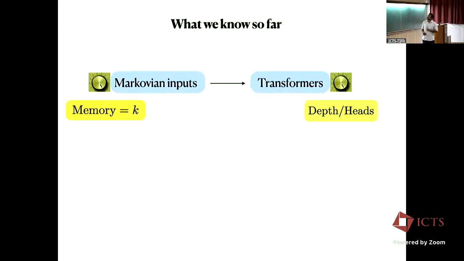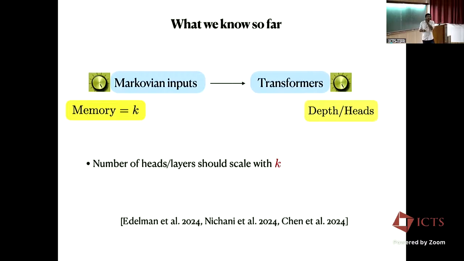Okay, so that's what we saw so far with this kth order memory and the number of heads scaling with this memory. So it looked like the folklore knowledge was that maybe these heads should scale with k, right? Or the depth. That's how it looked, like a street fact: something has to scale with k.